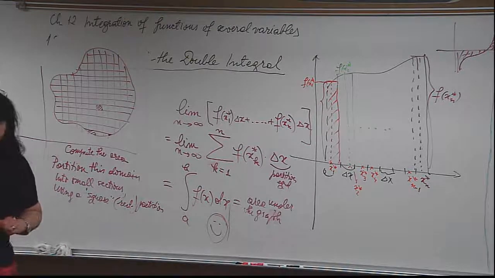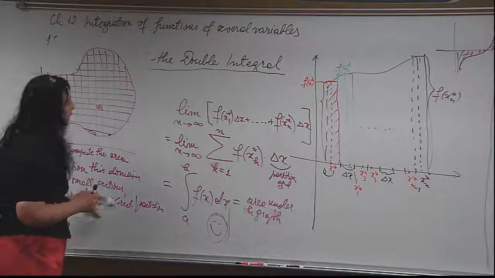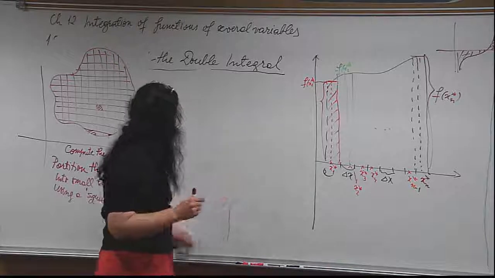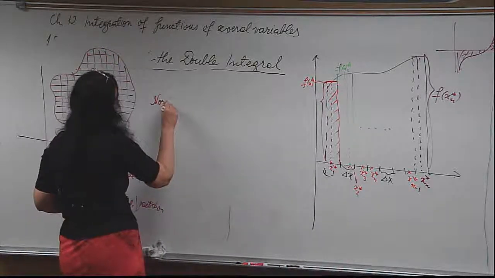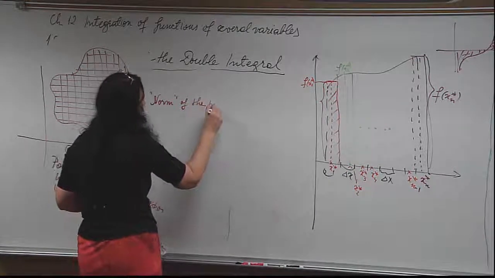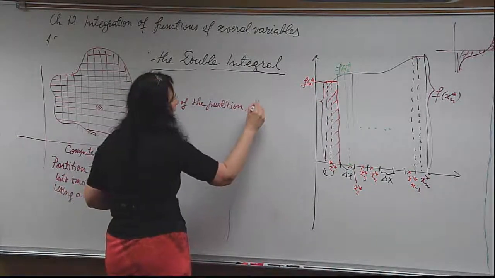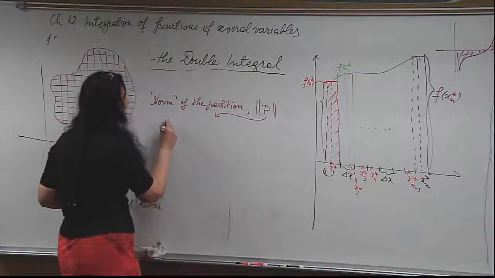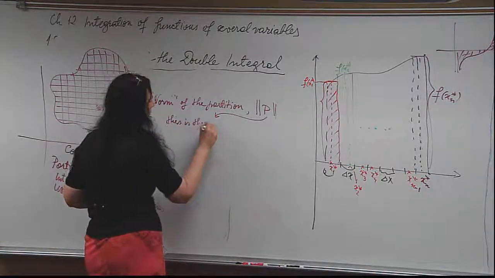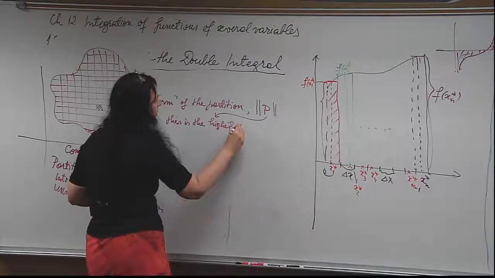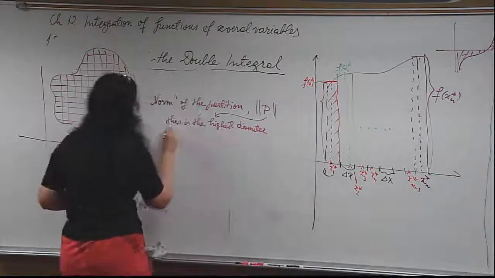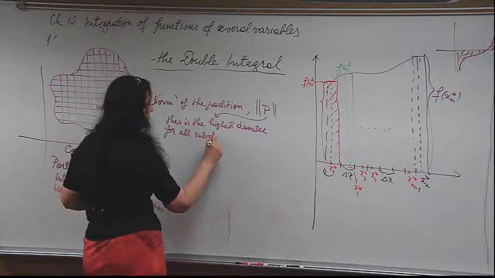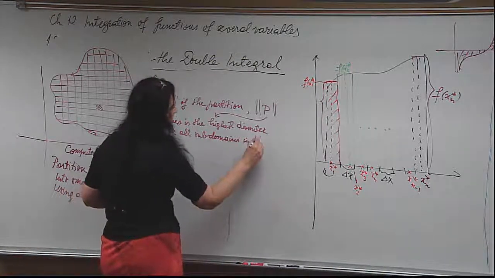So we have to imagine that we look at the so-called norm of the partition, and let's say the norm or the length of the partition is denoted like that. We have to give that a meaning. Well, let's say this is the highest diameter for all subdomains in the picture.